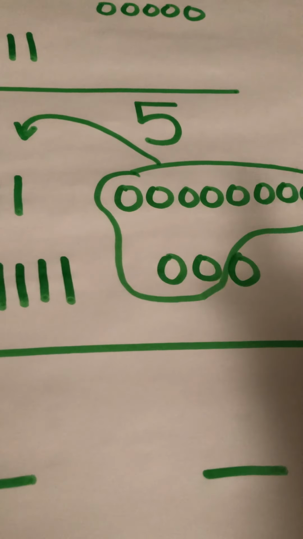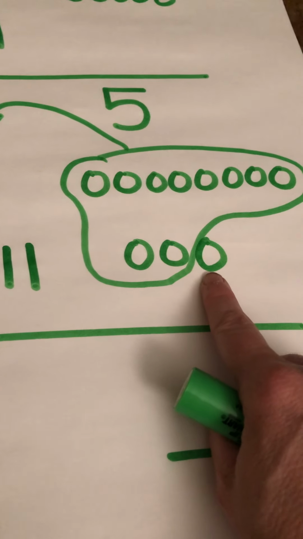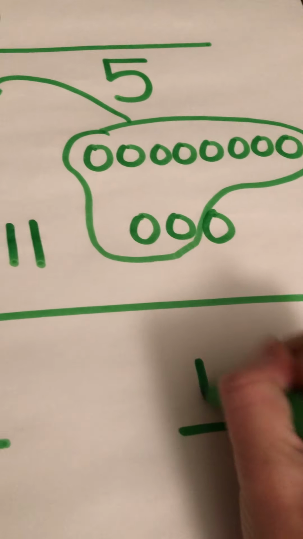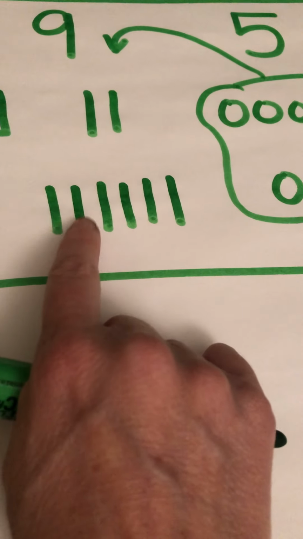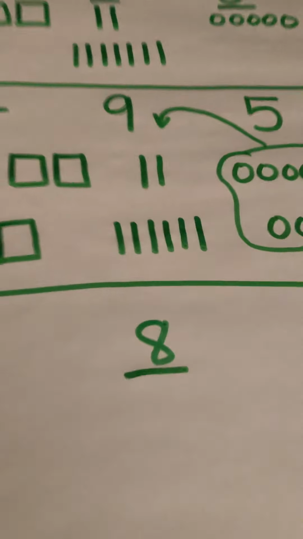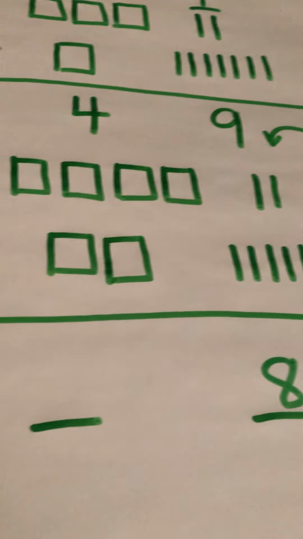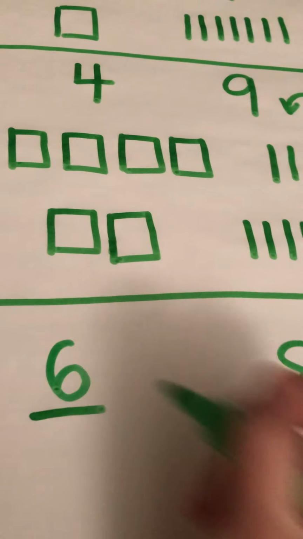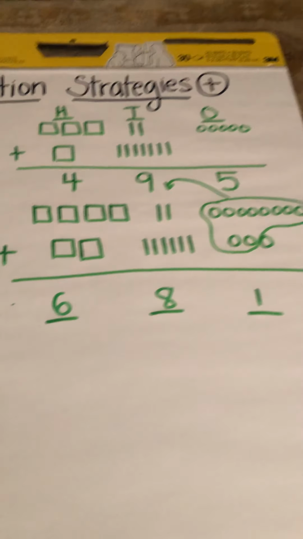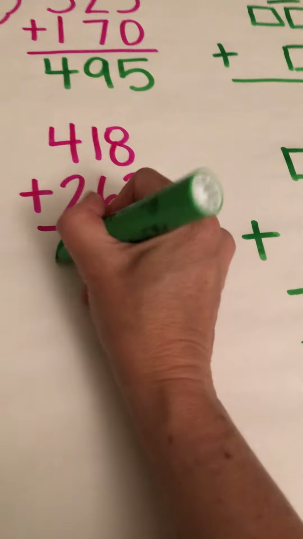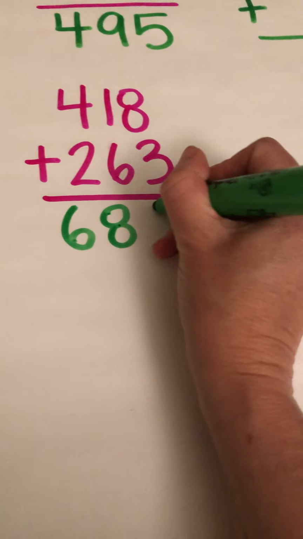So this time I only have one that's not in that circle, that did not move over. So I know that I have 1 one. Now I have 1, 2, 3, 4, 5, 6, 7, 8 tens. And I have 1, 2, 3, 4, 5, 6 hundreds, which gives me a total sum of 681. So I'm going to write 681.